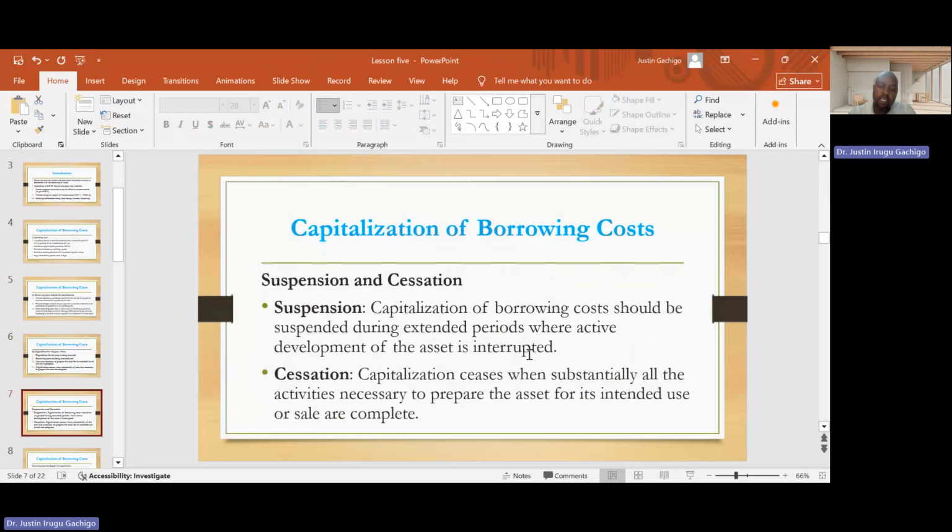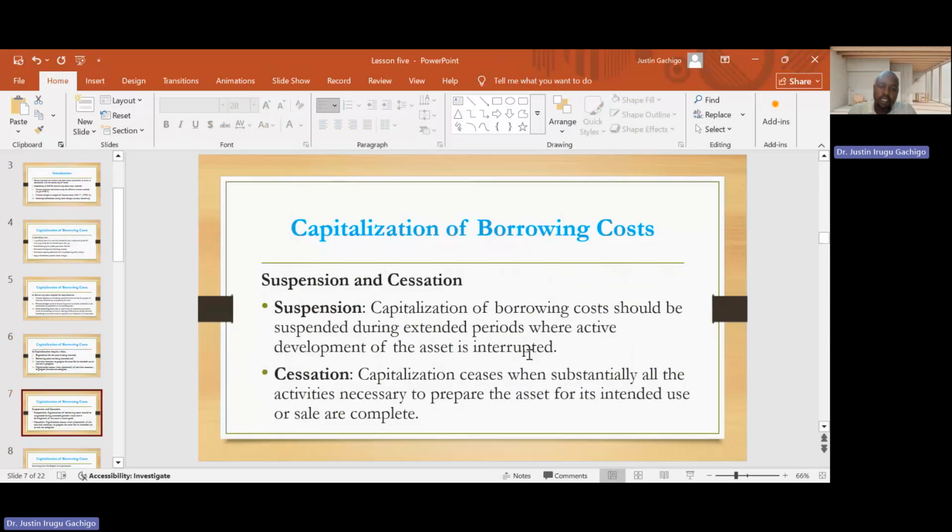Actually, 1 year is a long period that you should stop capitalization of the borrowing cost. Then we have the cessation. Capitalization ceases when substantially all the activities necessary to prepare the asset for its intended use or sale are complete. So again, you need to get the clear difference between suspension and cessation. So suspension, it is where you suspend for a period of time. So after maybe the construction or the activities related to completion of the asset continues, then you lift the suspension.